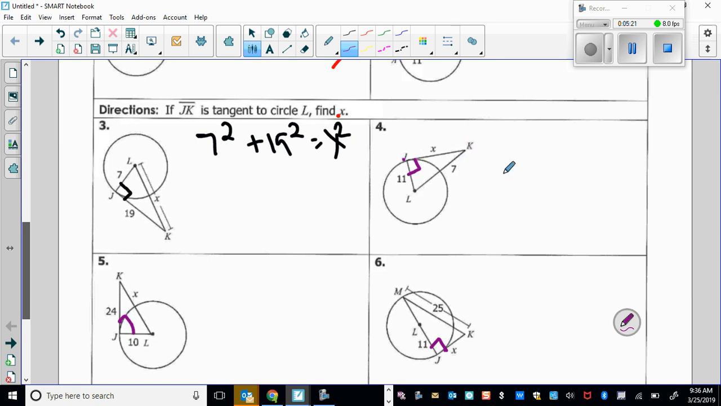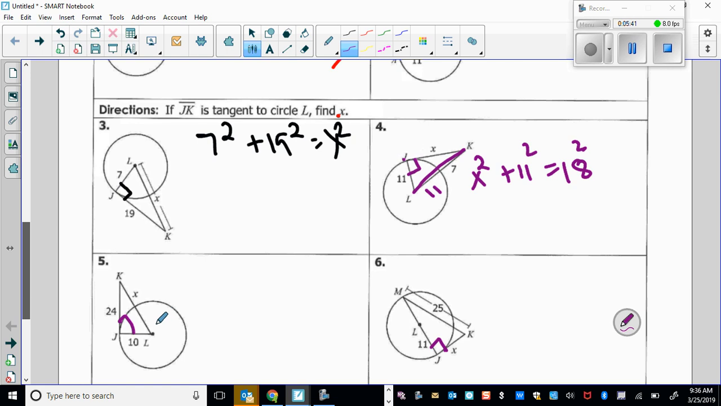So in this case, I knew this is going to be my a, plus 11 squared equals to, so remember the hypotenuse is the whole thing. So it can't be 7. So this is 11. So 11 plus 7 is 18 squared. And then you solve for x.